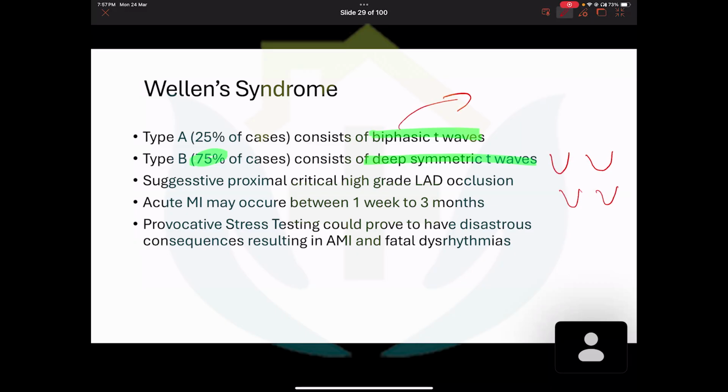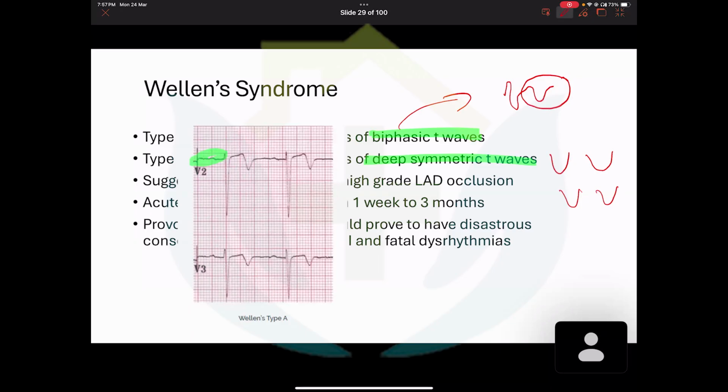And what are the biphasic T waves? Suppose this is the PQRST, so this was the T wave, but there is an inversion. So this is biphasic T waves. I'm a very bad diagram maker, sorry for that. But yeah, so here this is a type A Wellens, right? Here the T wave was going upward as a positive T wave, then it went down. Same thing here, upward, and then it went down. Very typical findings, and these are obviously in V2, V3 only.